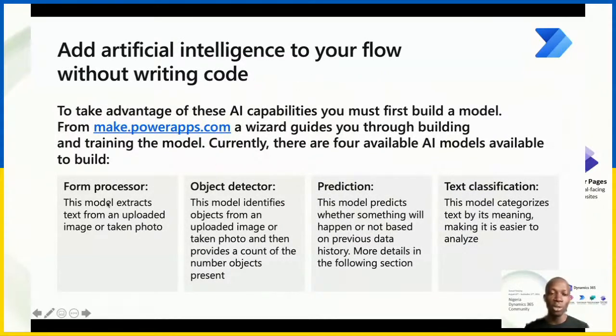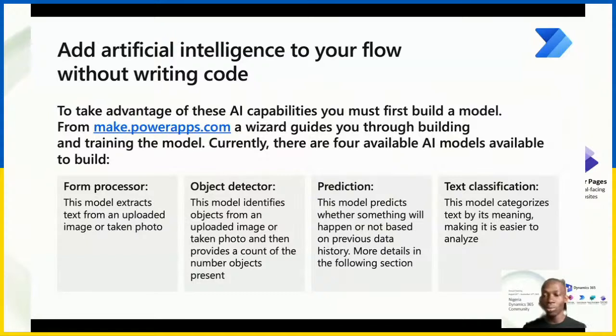So you have the first one, form processor, basically. It extracts information from a document, so let's say from an image. This feature of AI Builder enables you to extract the information. Then you have another one, object detectors. This one, you have a model that you've trained to see different images of something. Once it sees another image of that thing, it can easily identify what that object actually is.